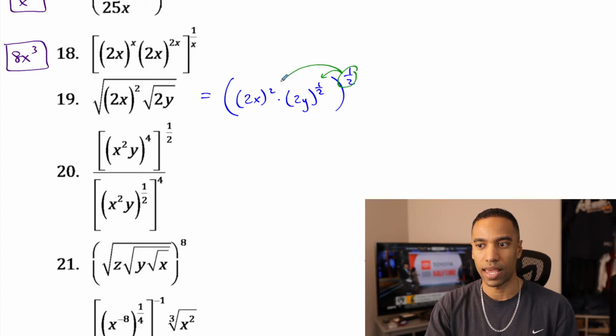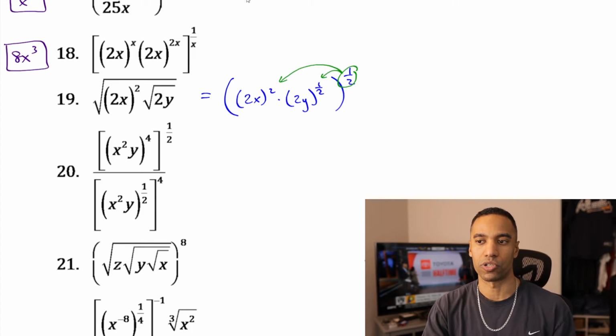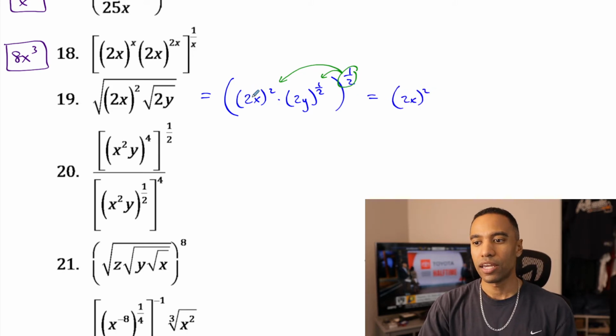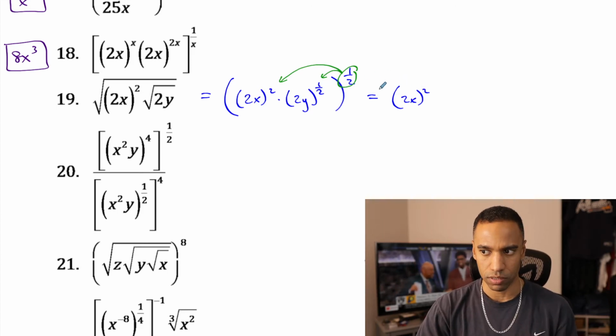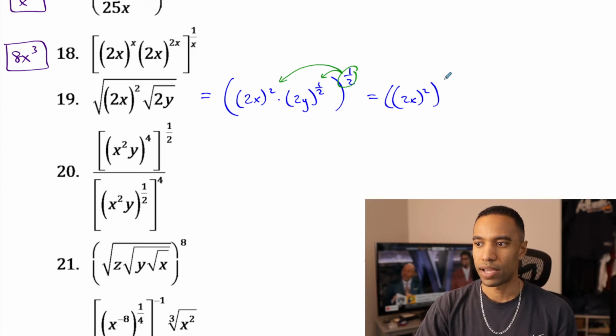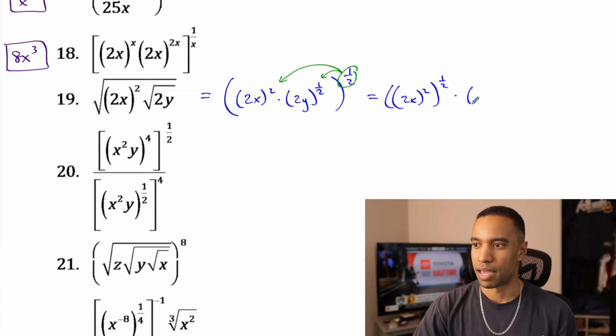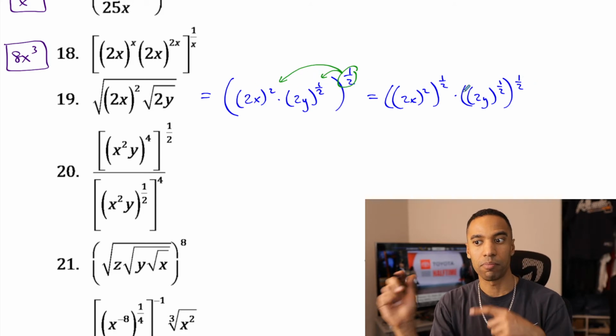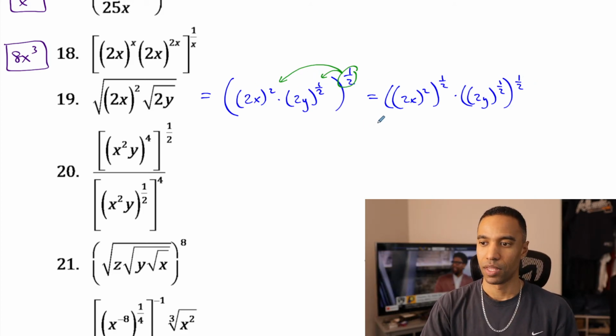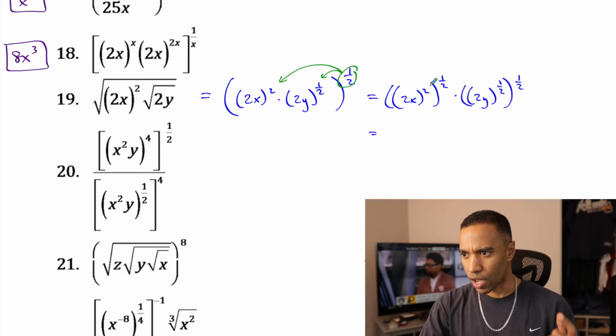Let's take this 1/2 to these two portions of the product. That means it'll be 2x quantity squared. I could have cleaned up the 2x squared, undoubtedly, but I couldn't have cleaned this one up, so I'm just doing both of them the same way. So 2x squared to the 1/2 times 2y to the 1/2 to the 1/2. You following me? Both of those are being raised to the 1/2 power there. Probably should have used square brackets.